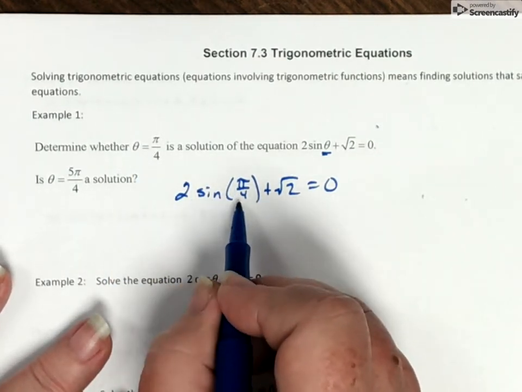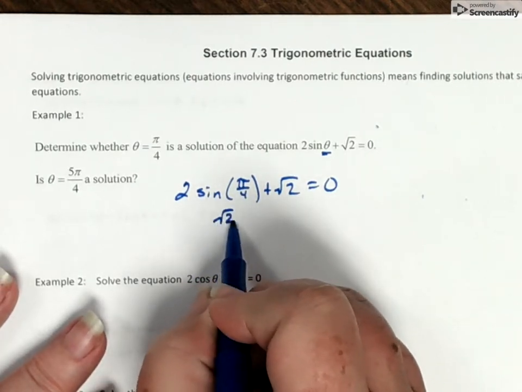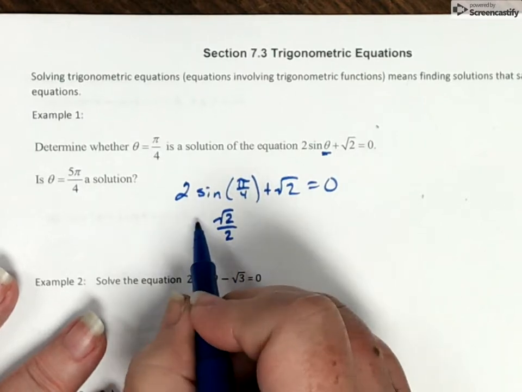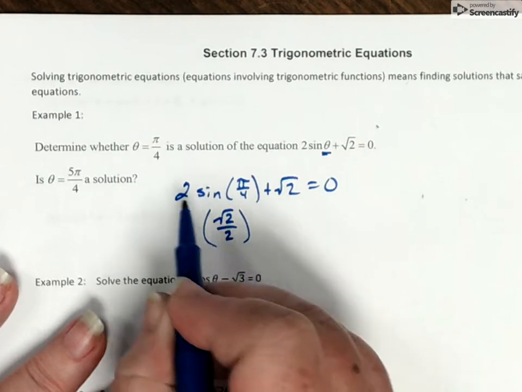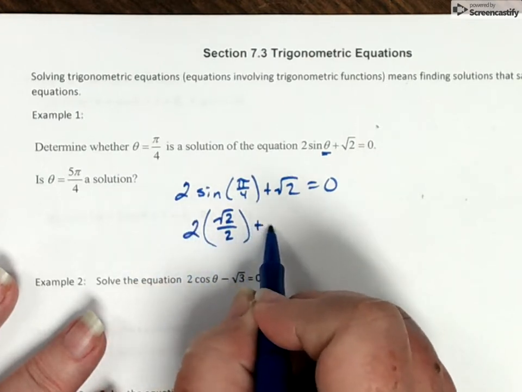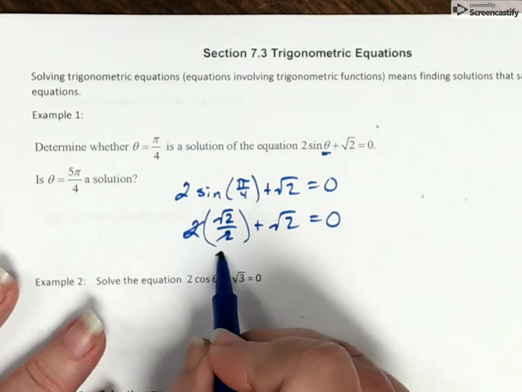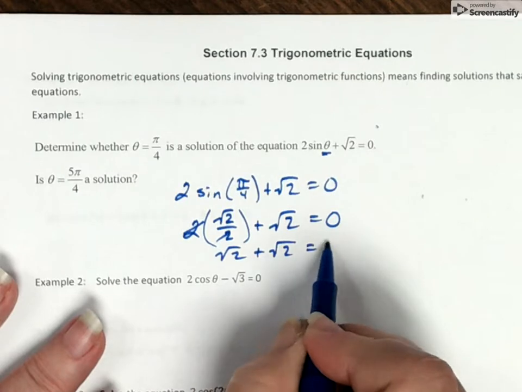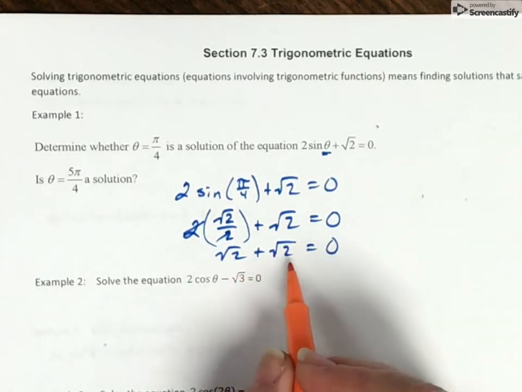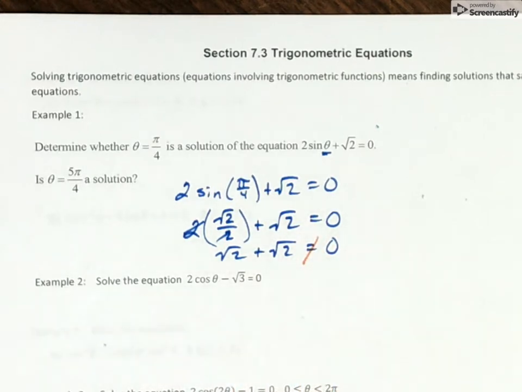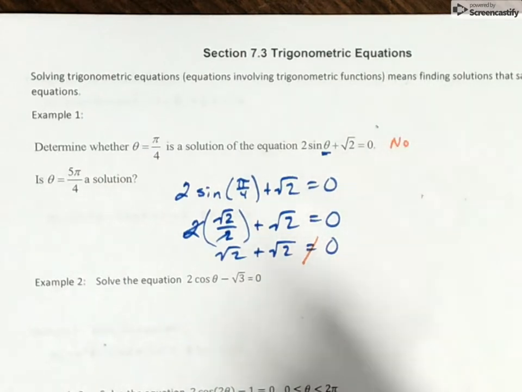Well, what is the sine of pi over 4? Think about your unit circle, and the sine value of pi over 4 is really root 2 over 2. So sine of pi over 4 can be replaced with root 2 over 2. That's multiplied by 2, add root 2, and see if that equals 0. This cancels, root 2 plus root 2. Oh, that doesn't equal 0 because you have a positive plus a positive. That is not going to work. So the answer to the question of whether it's a solution is no.